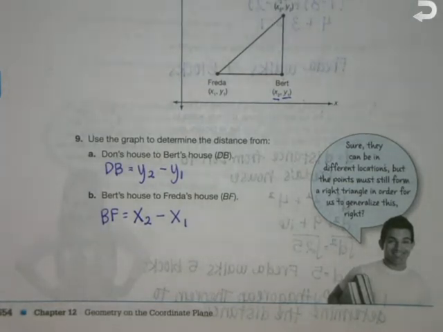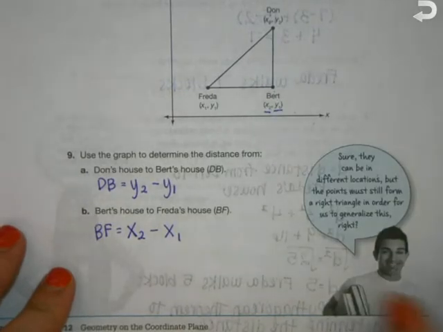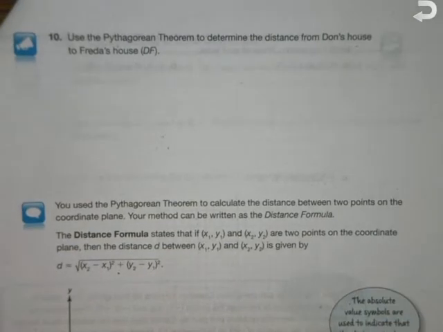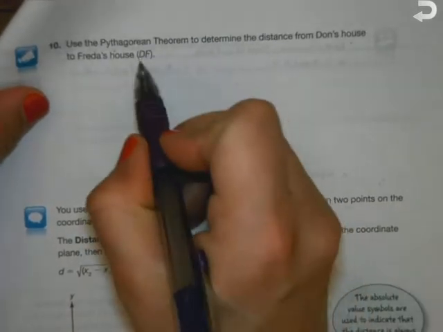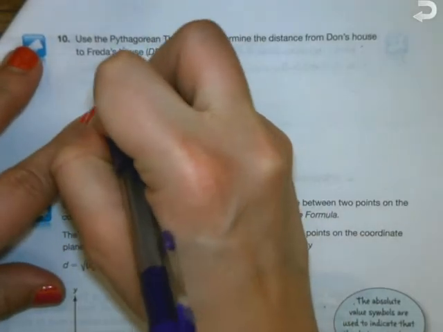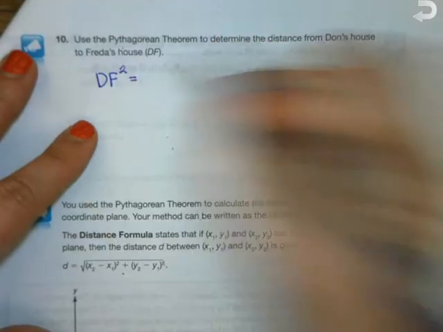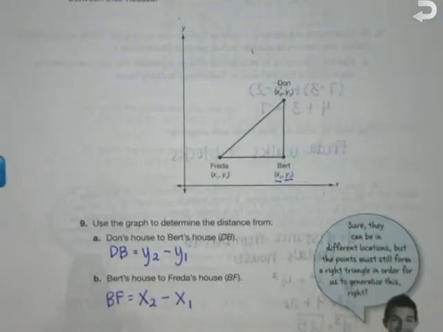So let's flip it over then. Can we still use the Pythagorean theorem to determine the direct distance? Yes. So that's what we're going to do for number 10, and I will do this part with you. Use the Pythagorean theorem to determine the distance from Dawn's house to Frida's house. They are giving us the points as our segment distances. So that would be DF, and then what do we always do with the Pythagorean theorem? Square it, equals. DF is the direct distance between Dawn and Frida, and what would we have to do then to get the legs? What are our legs?